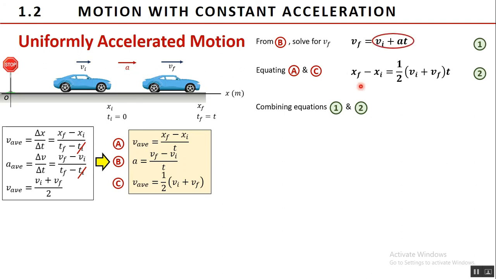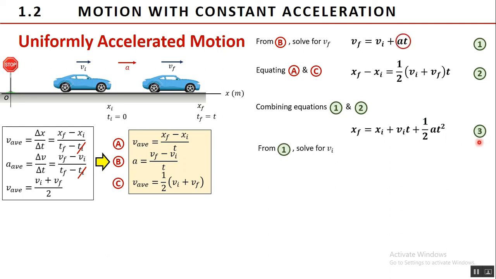For the third equation, with known value of acceleration and without knowing the value of final velocity, we combine equations 1 and 2, so the final position x sub f can be expressed as the sum of the initial position, the product of initial velocity and time, and half of the product of acceleration and square of time.